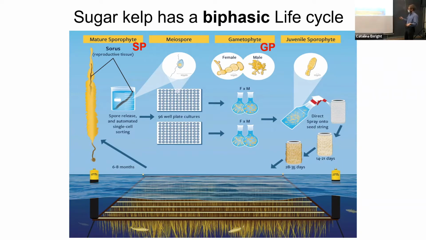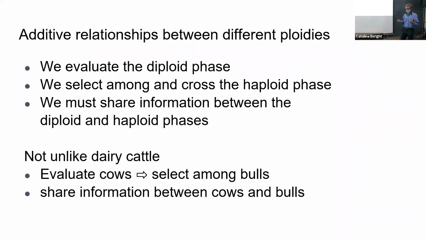But the point is that we evaluate these diploids, but our breeding germplasm are these haploids. We select among the haploids. We grow out and we make decisions about crossing the haploids. So we need to be able to share information between the diploids and the haploids. We want to predict the breeding values of the haploids. We have information on the diploids.